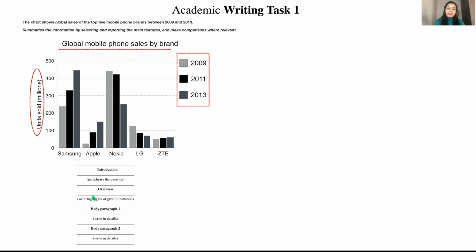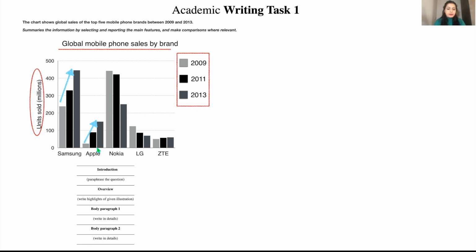All right, then we have to use an overview. In the overview, we have to write highlights of the given illustration. Now what are these highlights? As you can see here, its sales went up, right? If we talk about Apple, then again it's seen the same trend, the upward trend. Okay, Samsung and Apple both are showing an upward trend.